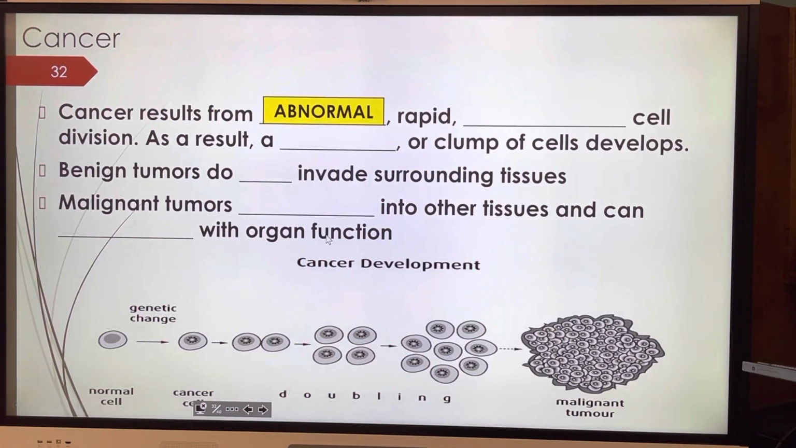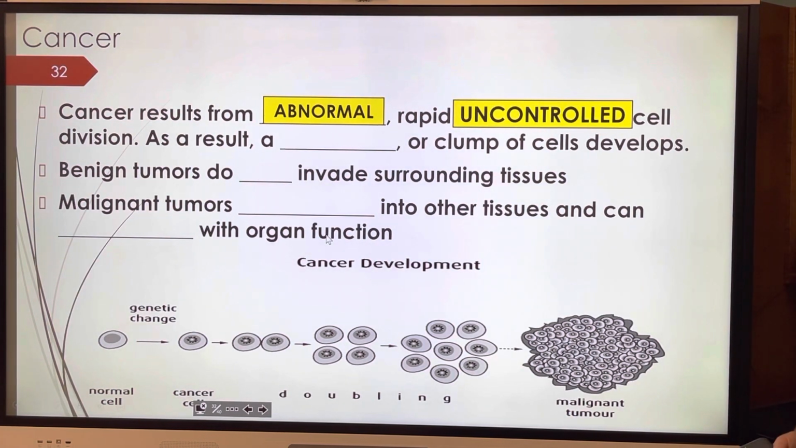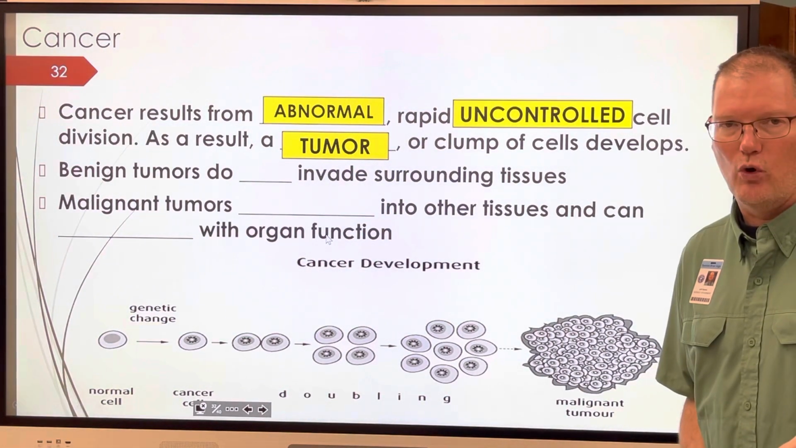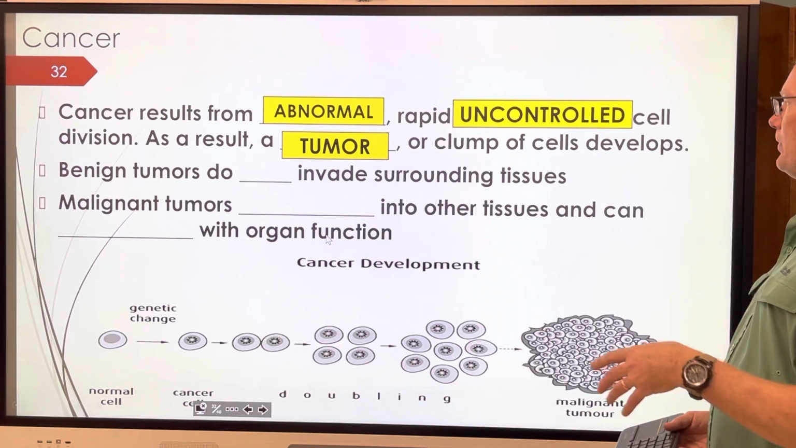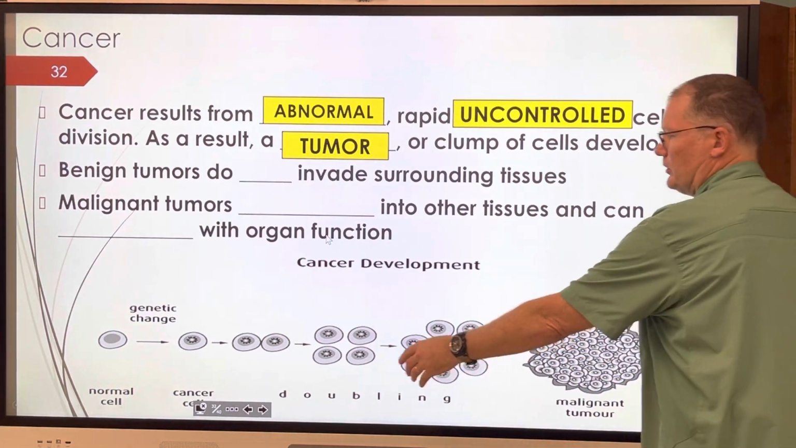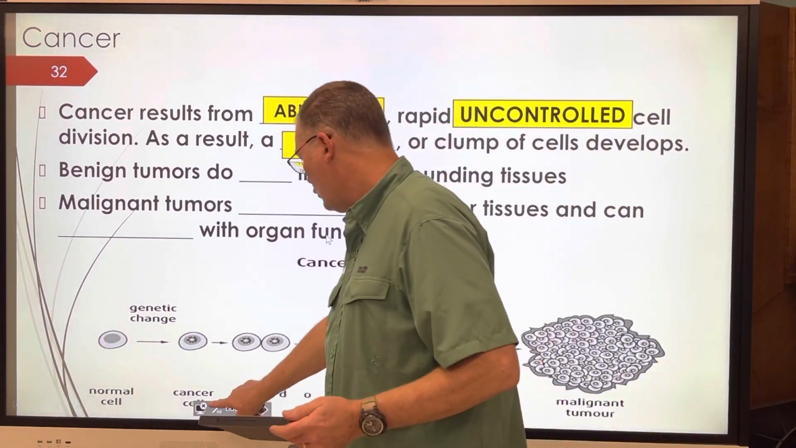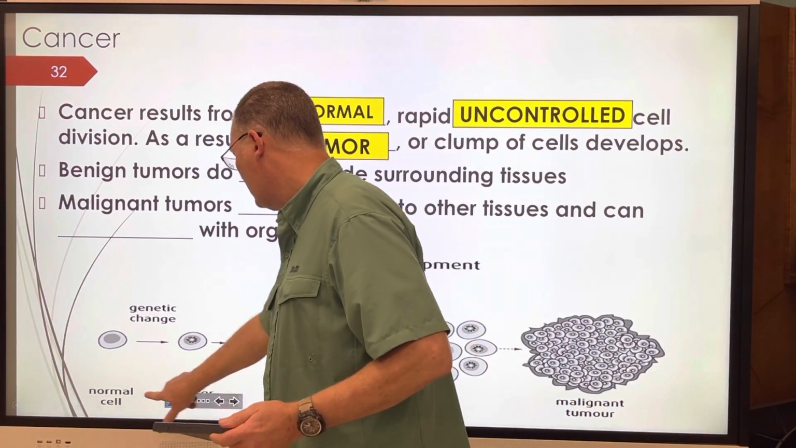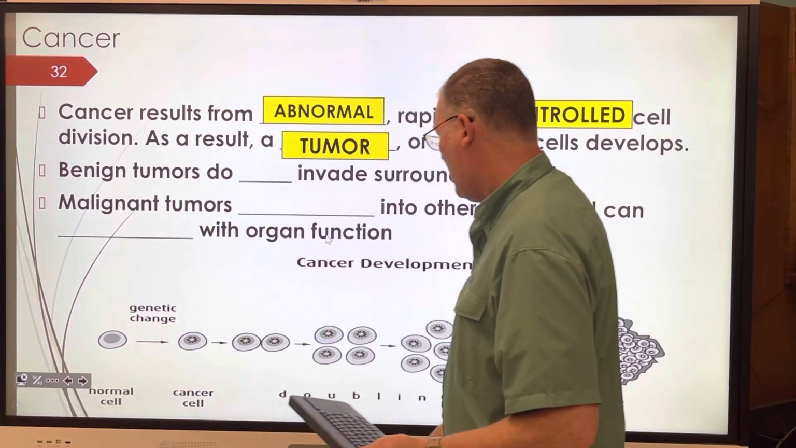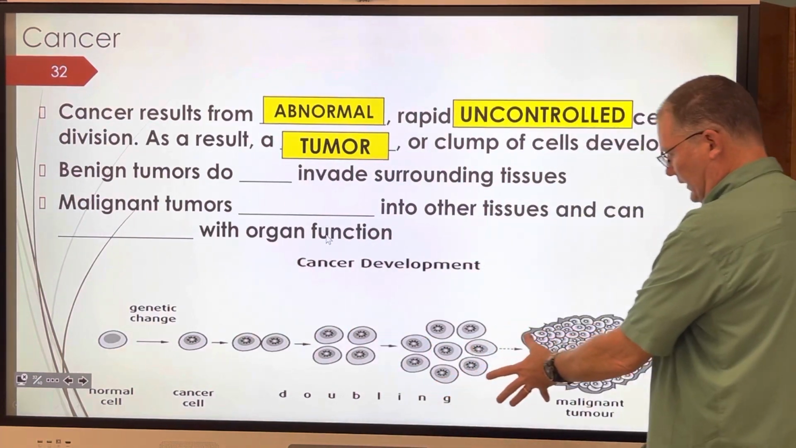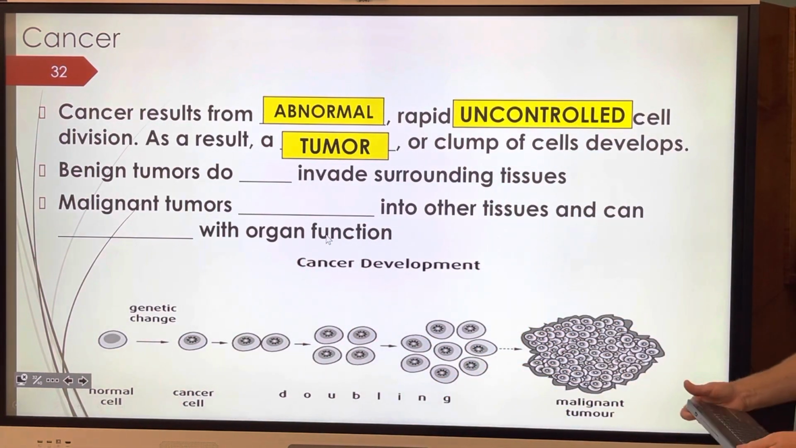So cancer results from abnormal, rapid, uncontrolled cell division. And as a result, a tumor can form. This is what tumors are, a clump of cells that develops. So you have this cancer, a normal cell turns into a cancer cell, which replicates wildly. And then you get this malignant tumor.